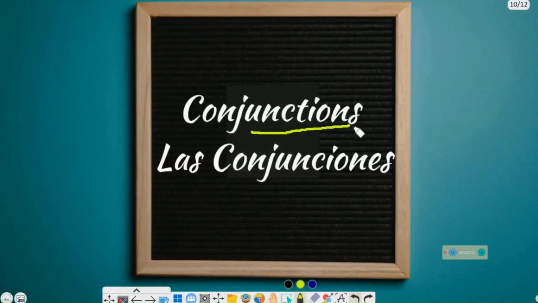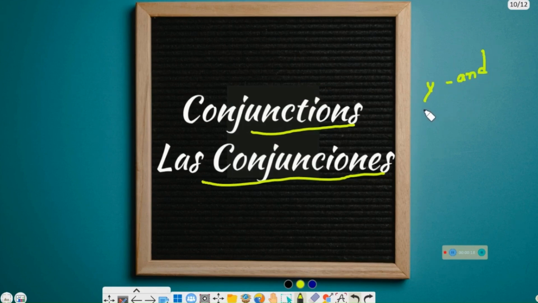Now, conjunctions. The conjunctions are the words that connect phrases or clauses within a sentence. They establish relationships of time, cause, purpose, condition, and more. For example, y means and, pero means but, and porque means because are some of the conjunctions in Spanish. Conjunctions help us join our ideas together.